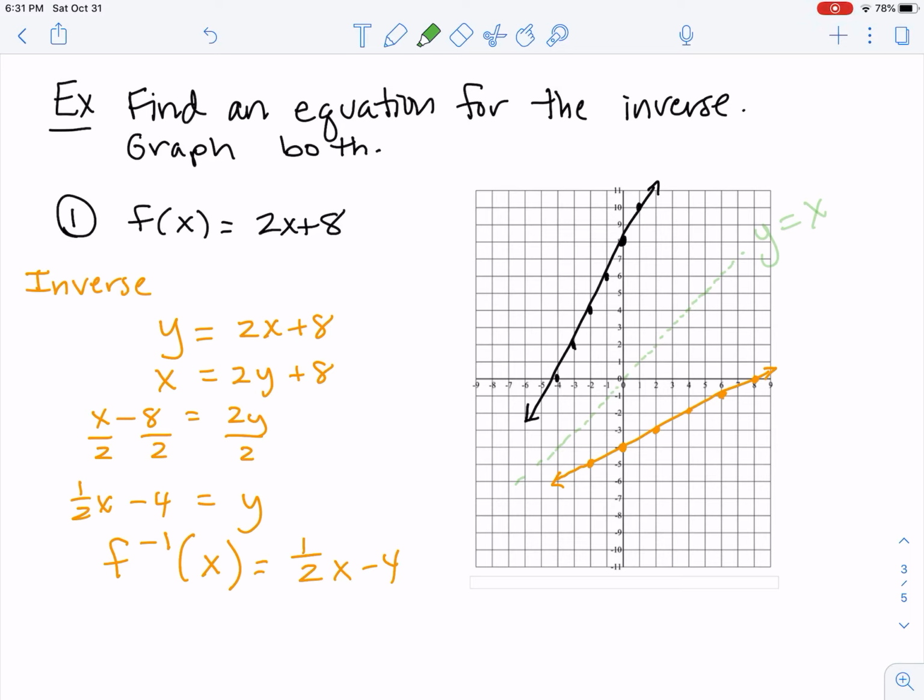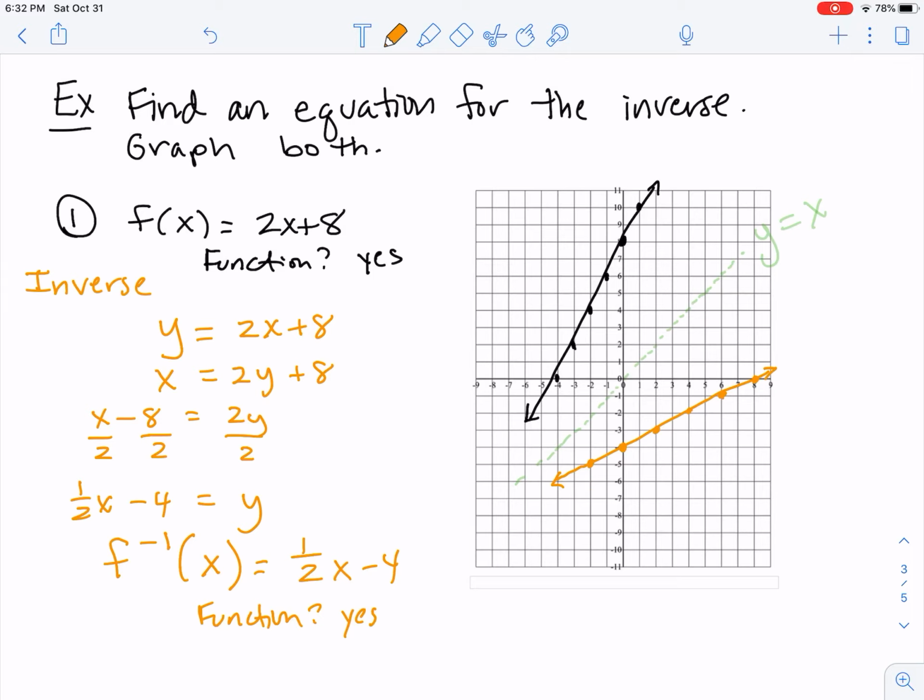Now, is f of x a function? That's the question. Well, does it pass the vertical line test? The answer is yes. It's a line. The orange one, the inverse, is it a function? Answer: yes. It passes the vertical line test. When both equations are functions, then they are inverse functions.